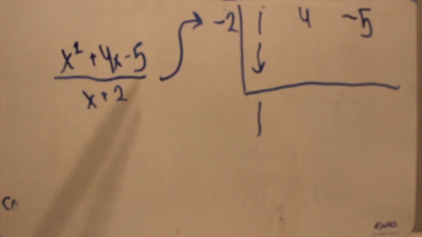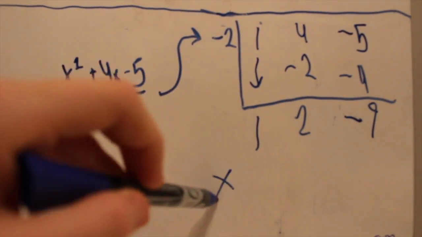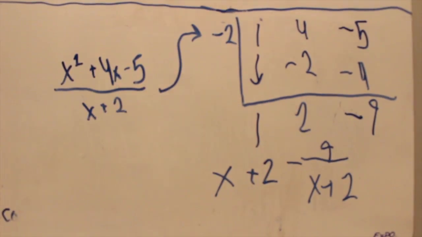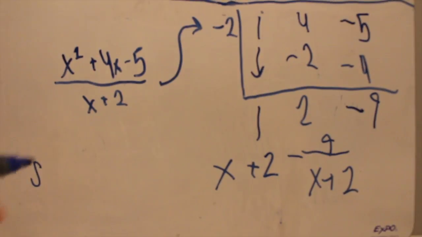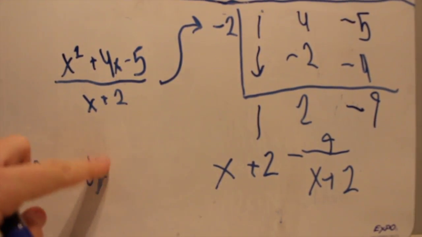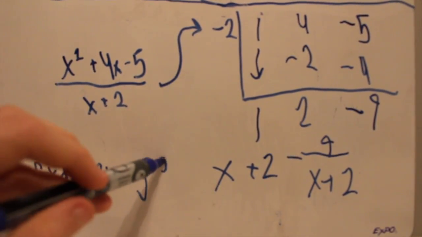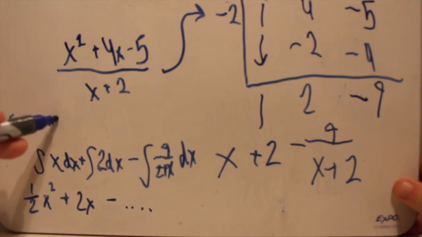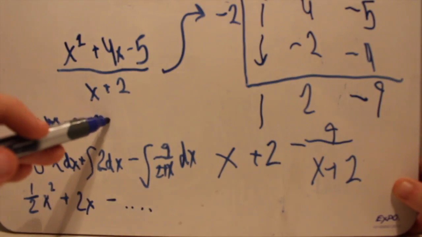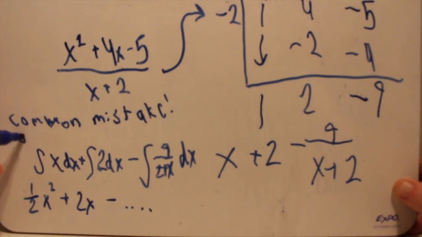So now here I've been given a problem that looks very easy to divide using synthetic division, so that's what I'm doing right here. Then you take what you have synthetically divided and you take the integral of each individual piece. So the integral of x dx, the integral of 2 dx, minus the integral of 9 over 2 plus x dx. And then the rest is just taking the integral of each individual piece, adding them all together.